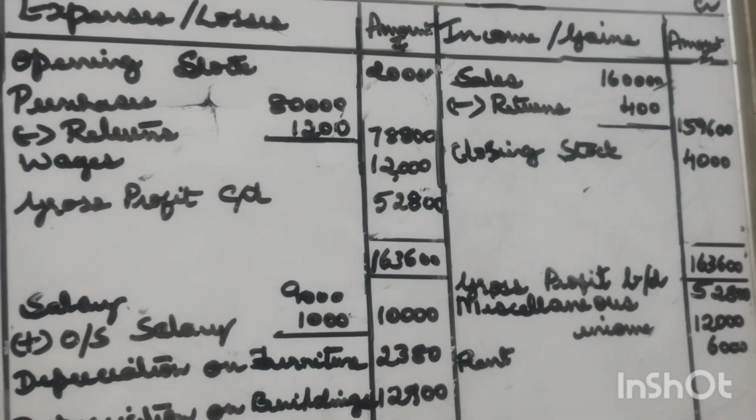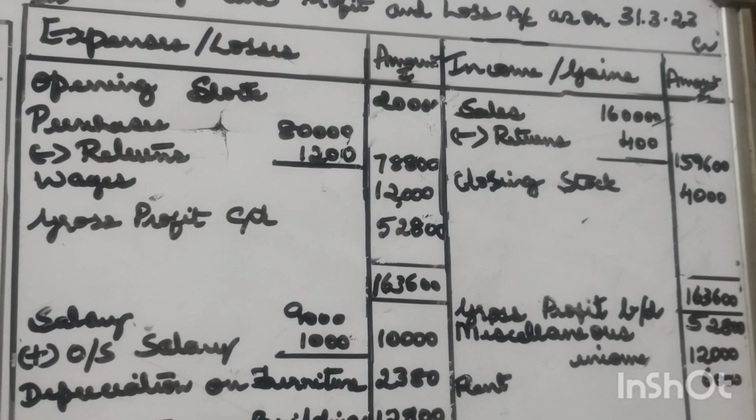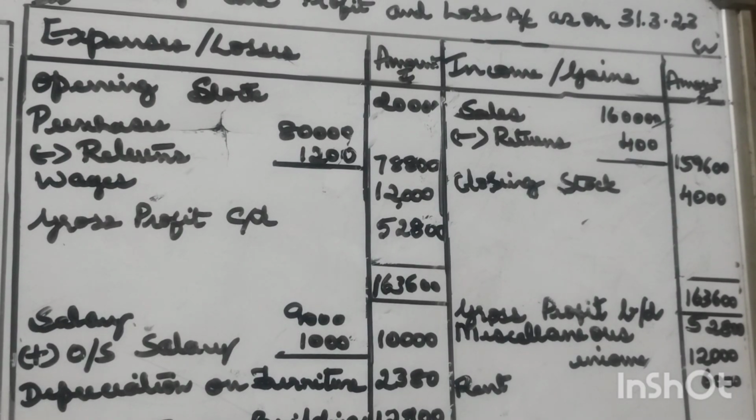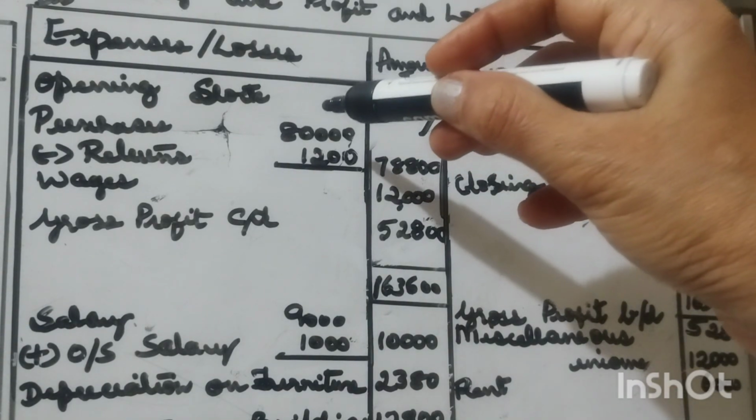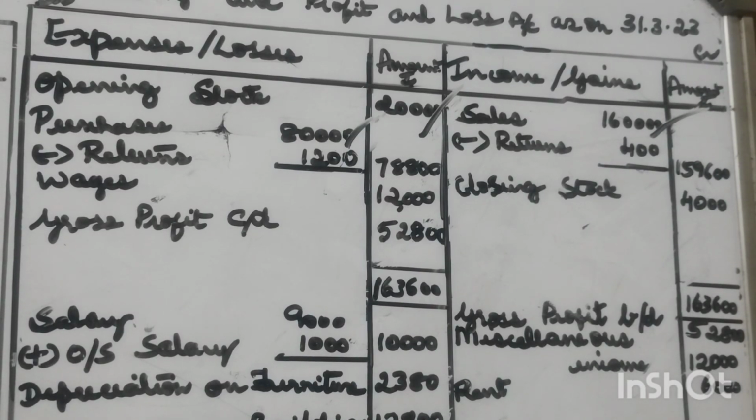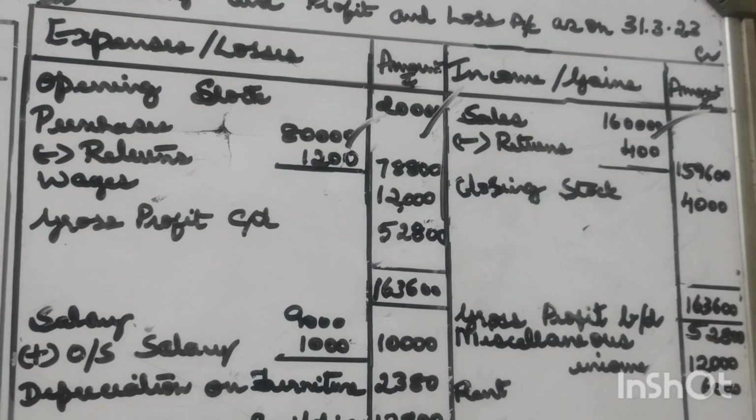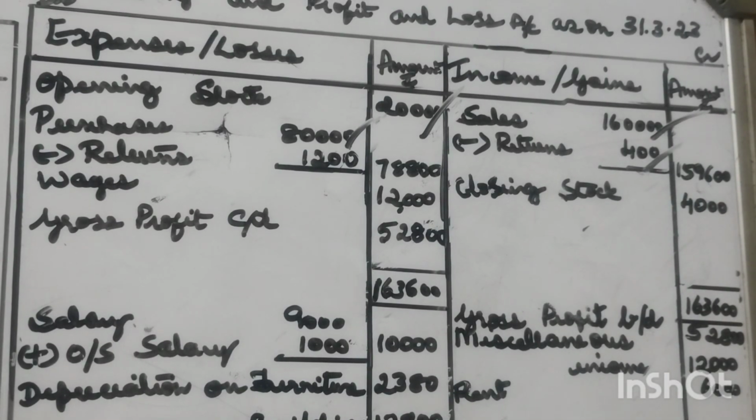So here is the question. First entry is opening stock. Opening stock appears on the debit side of the trading account. Purchases and sales: purchases have to be debited to the trading account, sales have to be credited. Returns: sales returns on the debit side, purchase returns on the credit side. Sales returns have to be deducted from sales, purchase returns have to be deducted from purchases.